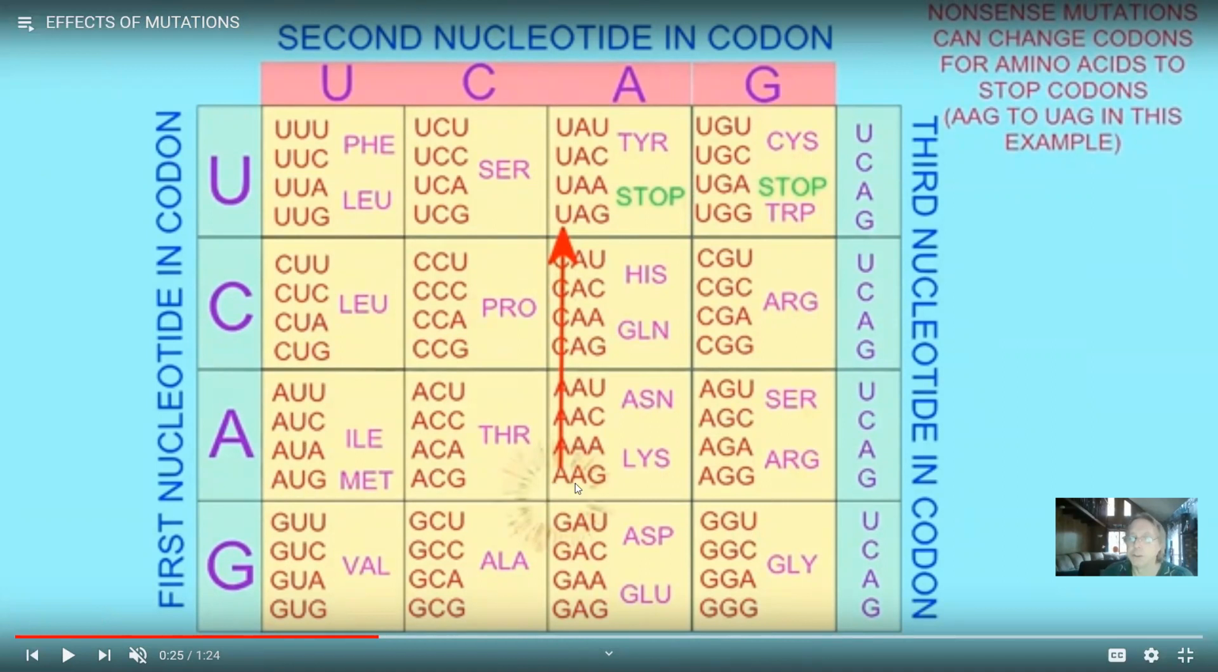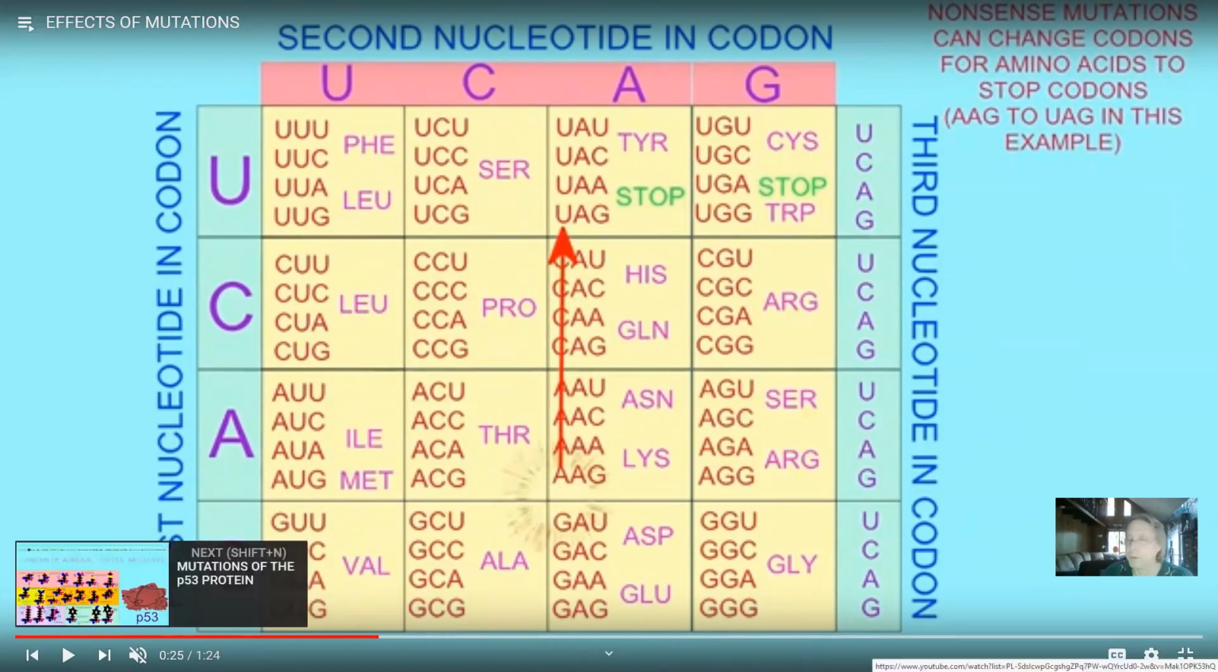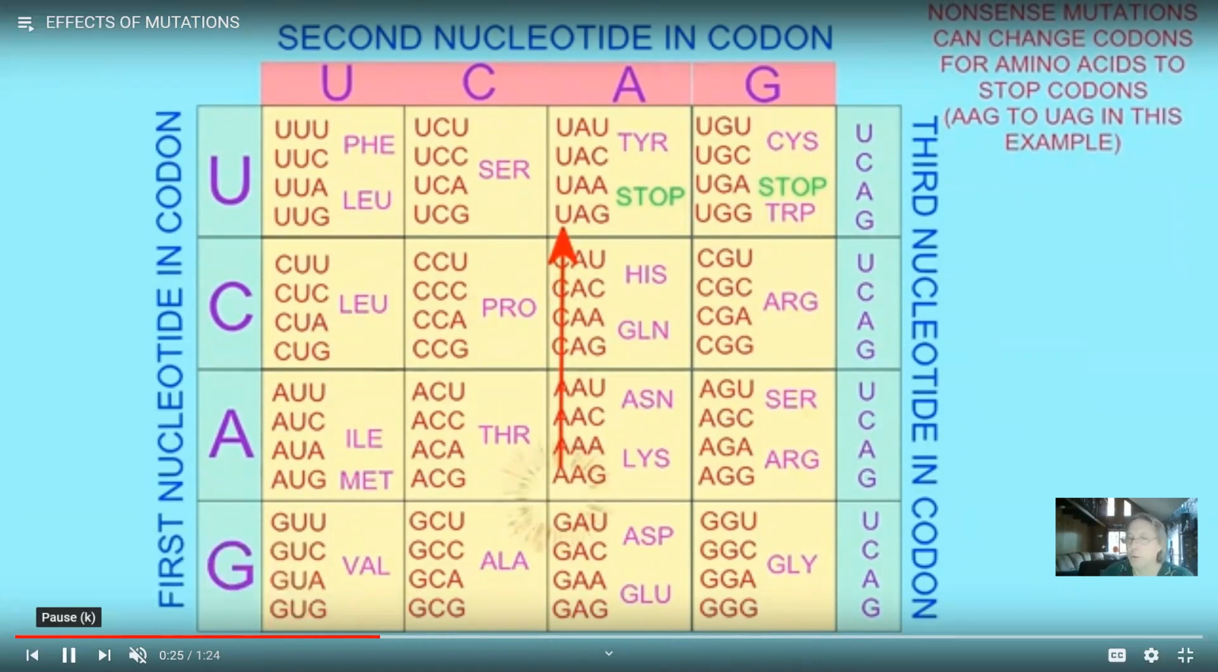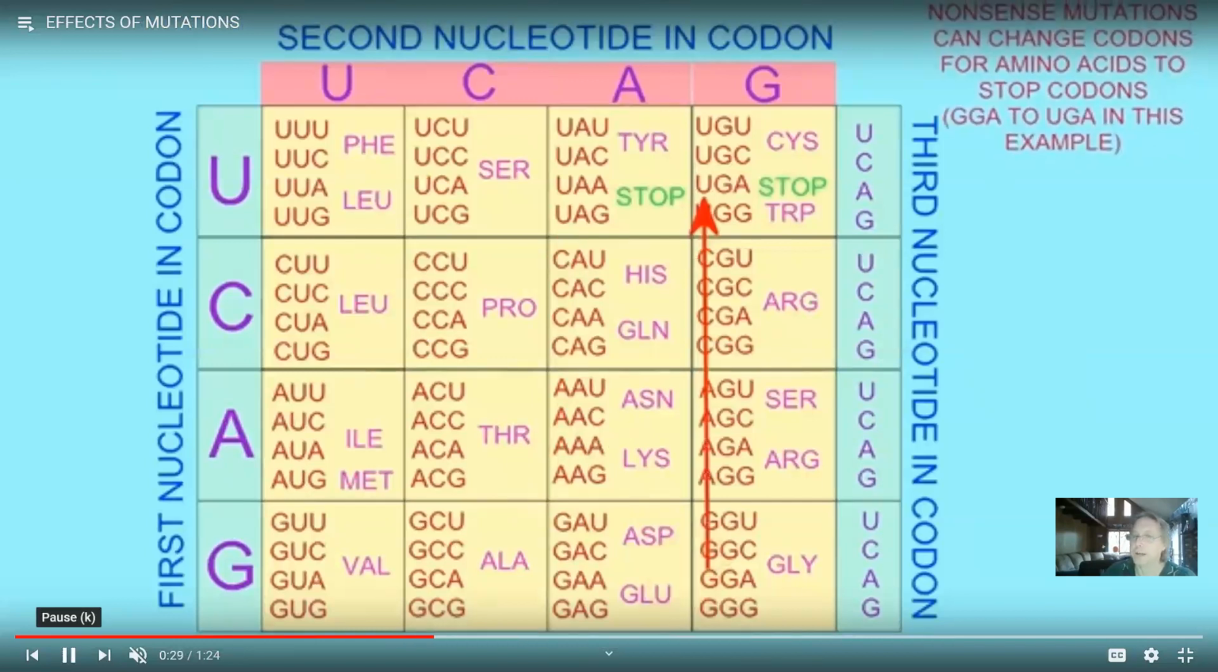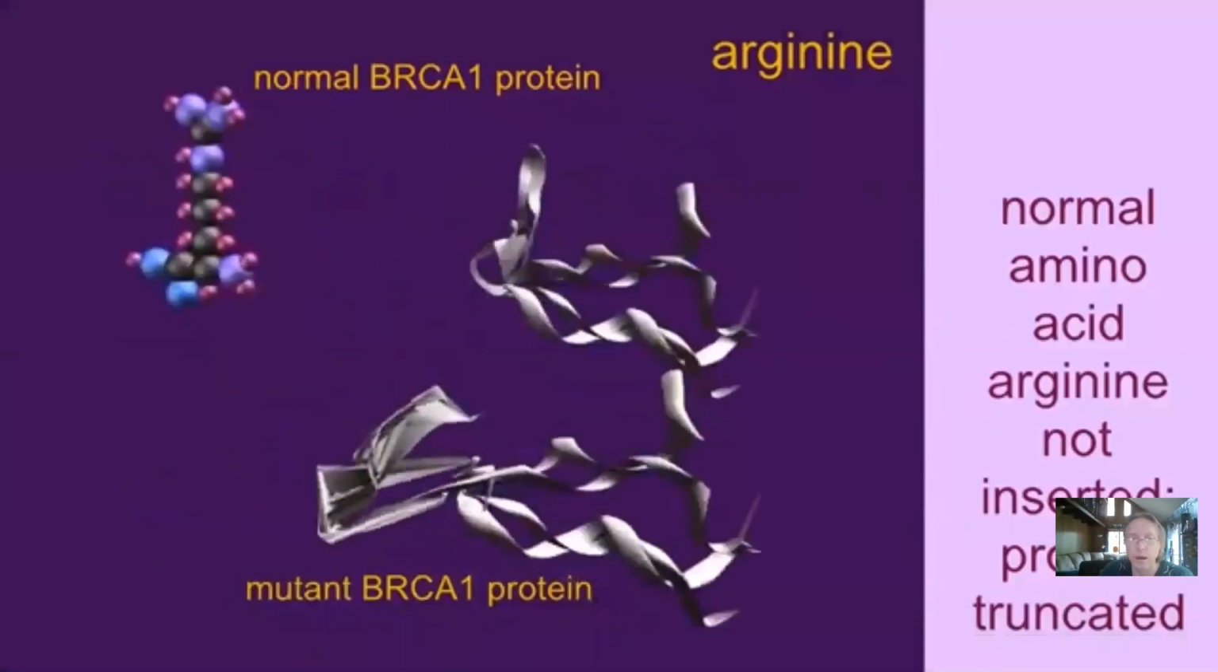If a mutation changed AAG to UAG, that's one of the three stop codons. We call that a nonsense mutation, where a codon which should code for an amino acid would now code for a stop codon. And now a cell trying to make a protein would get to a stop codon prematurely, and it would make what's called a truncated protein, a protein which was shorter. And this protein might not have any function. It might not be able to work.